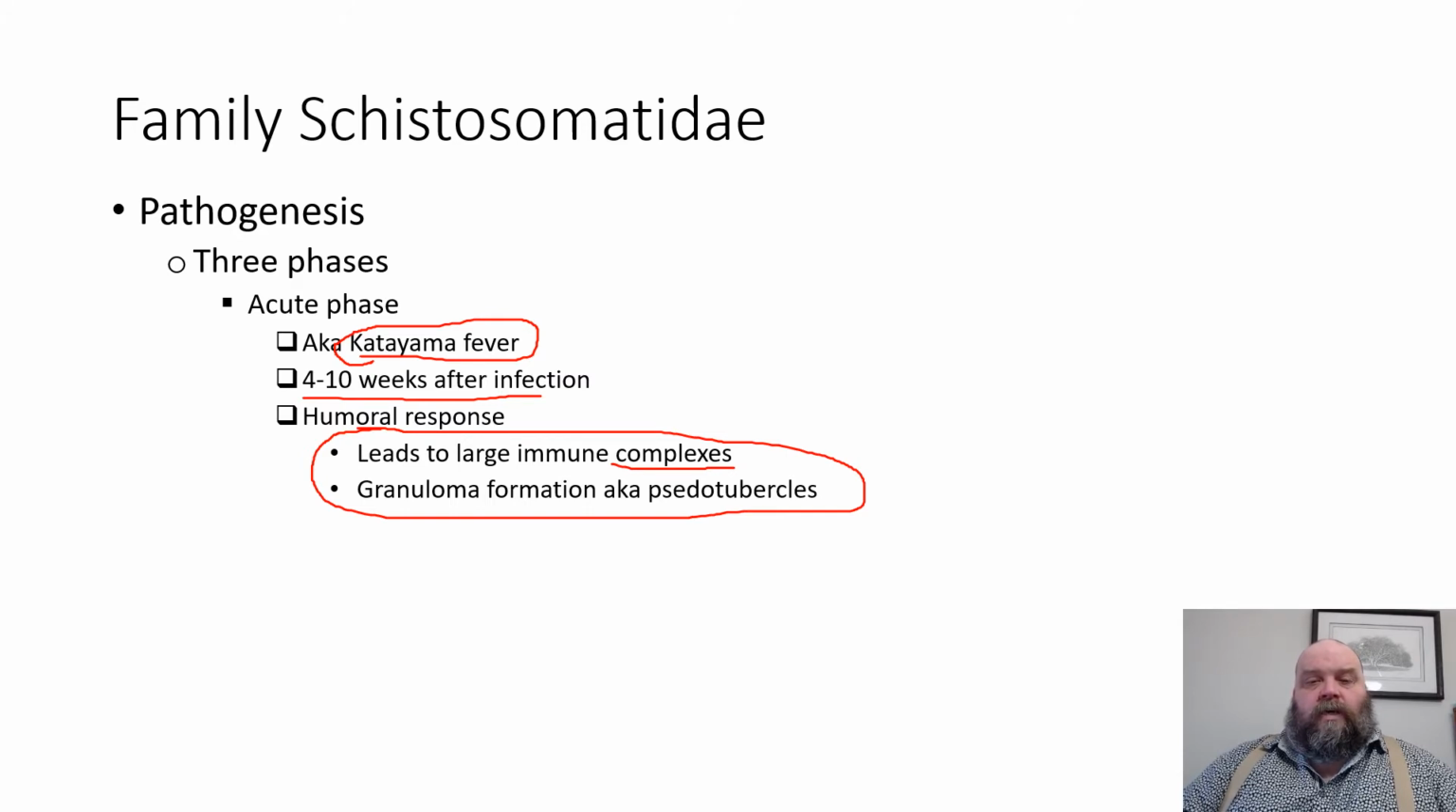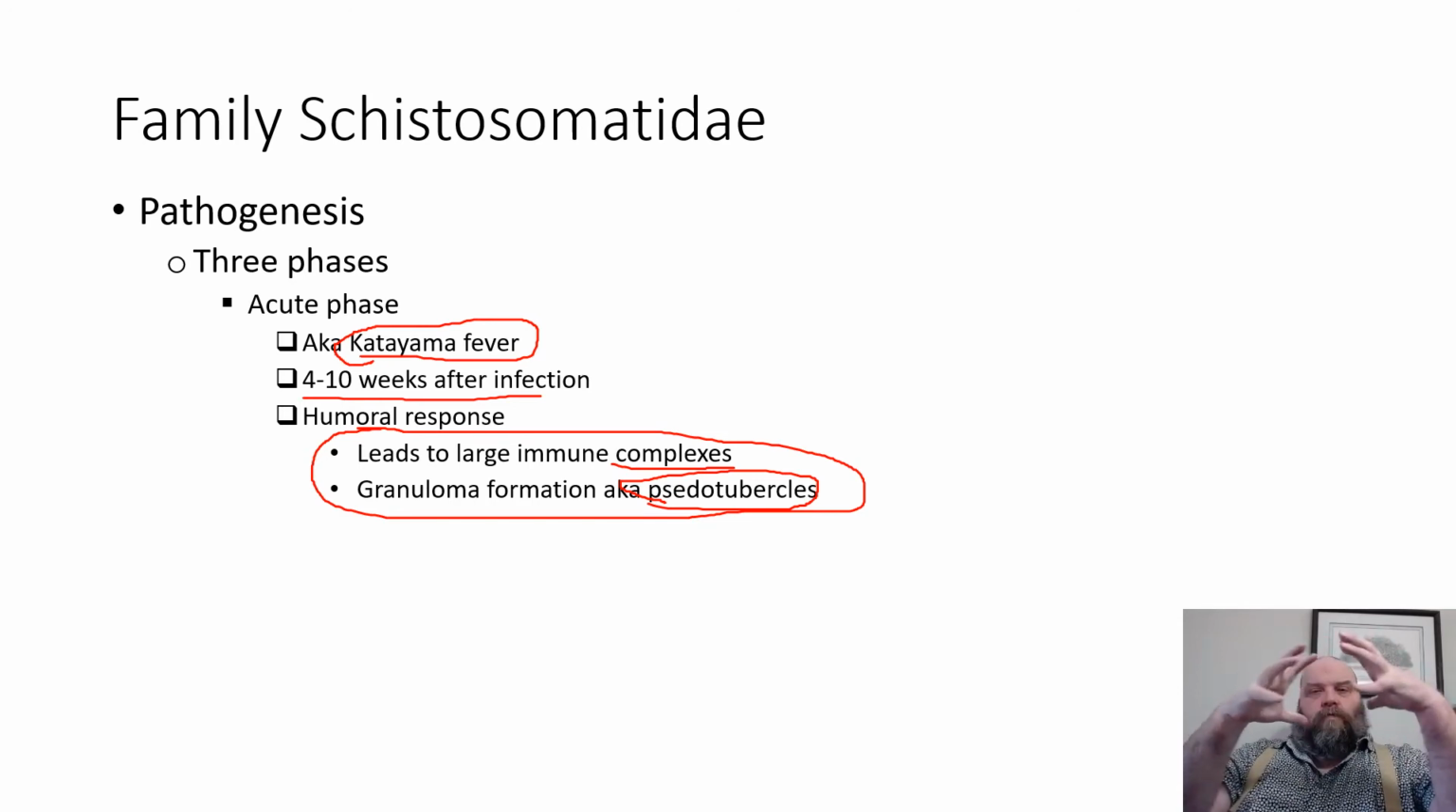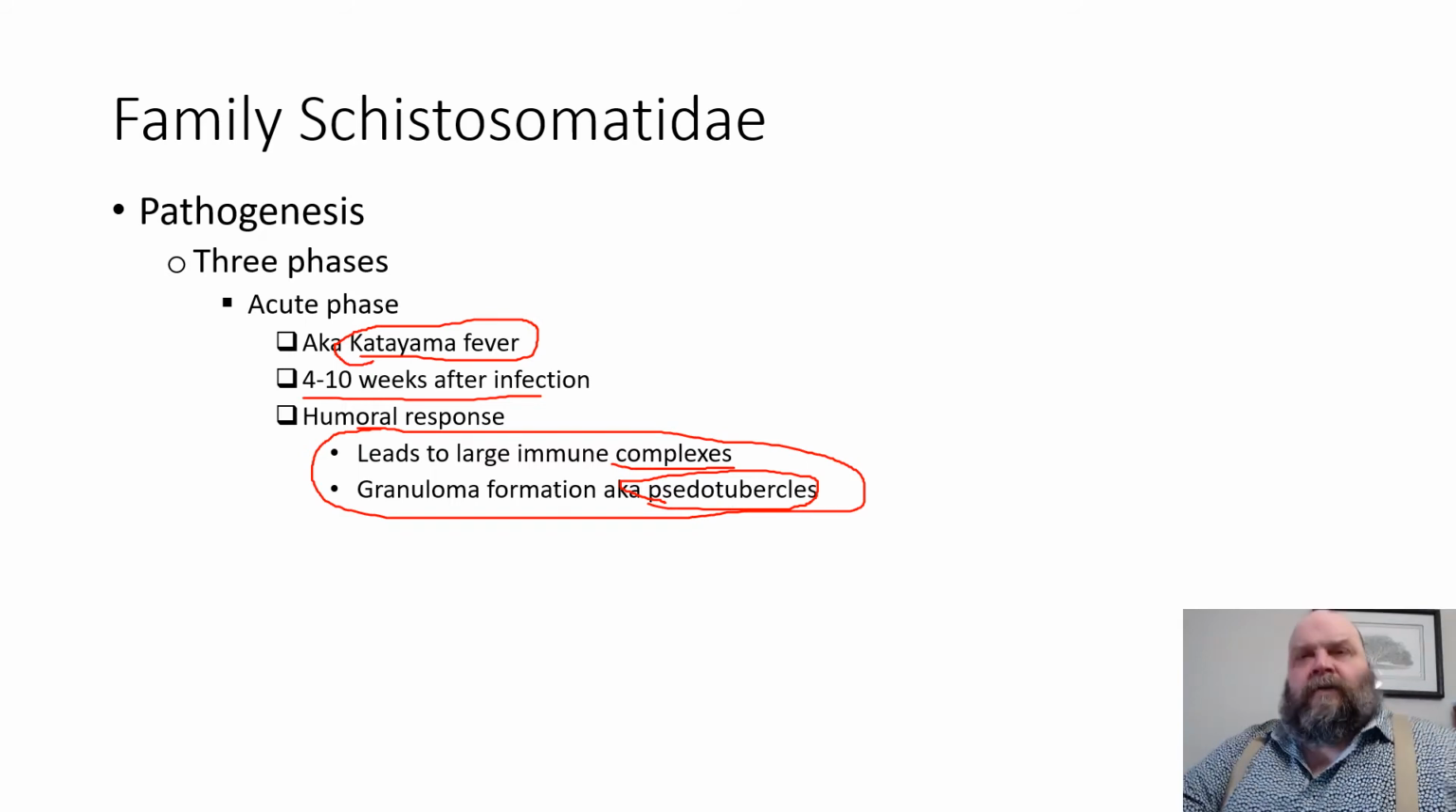You also see things that are referred to as pseudotubercles. Okay, these are the granulomas, or the egg, and you start getting more and more layers and layers. Well, the inner layers start to die. The outer layers keep packing on. Inner layers die, liquefy.